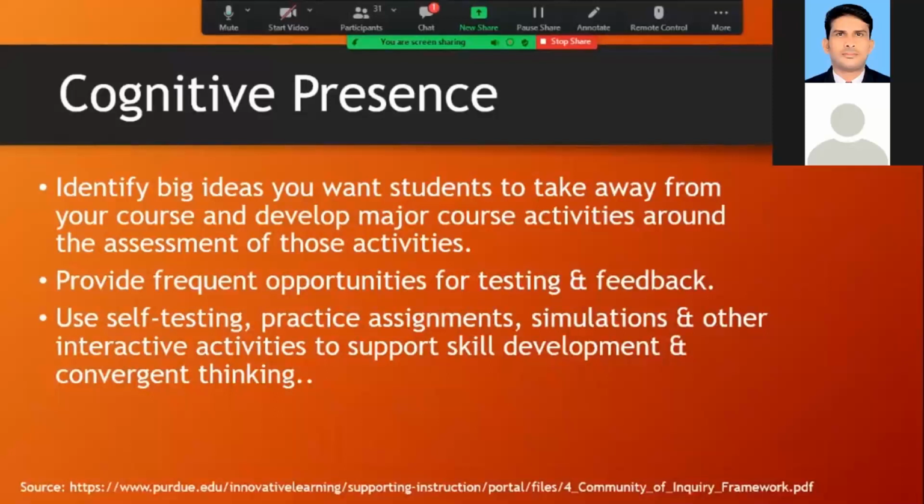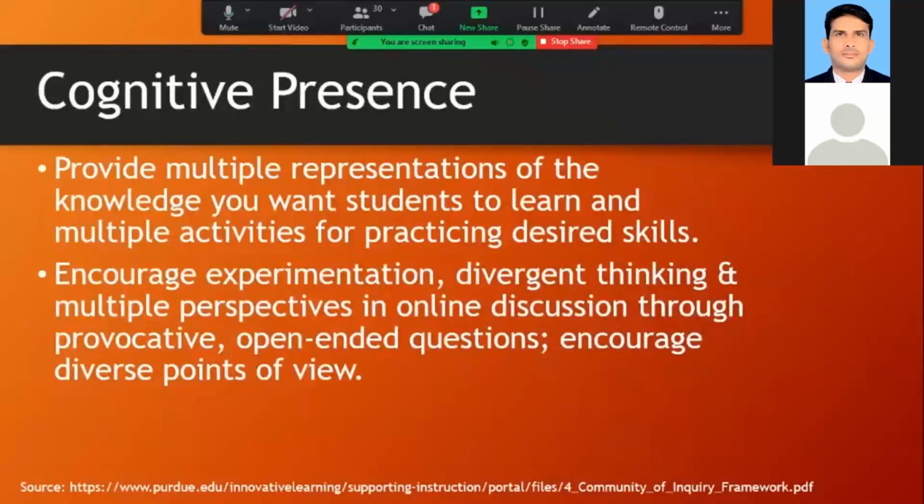You need to identify the big ideas which you want students to take away from your course and develop major course activities around the assessment of those ideas. You need to provide frequent opportunities for testing and feedback. You can use self-testing, practice assignments, simulations, and many other interactive activities to support skill development and convergent thinking. Because for cognitive development, it is essential that whatever they are learning, they reflect on that. So reflective activities are essential in cognitive presence.